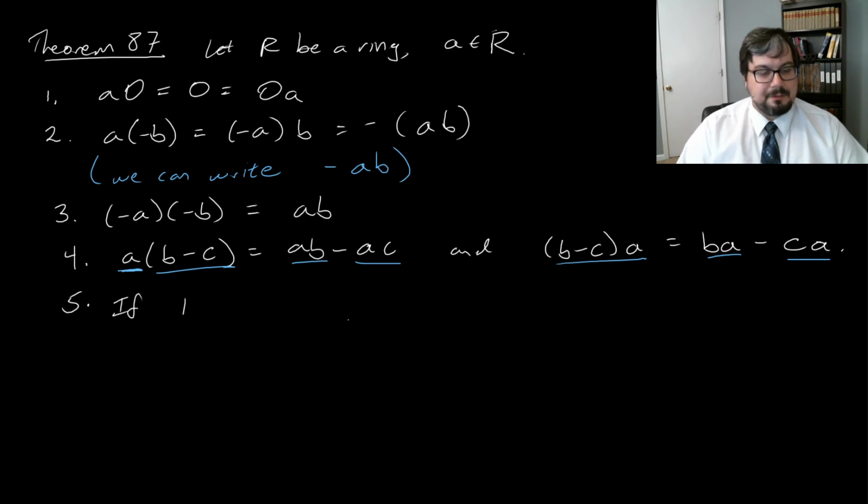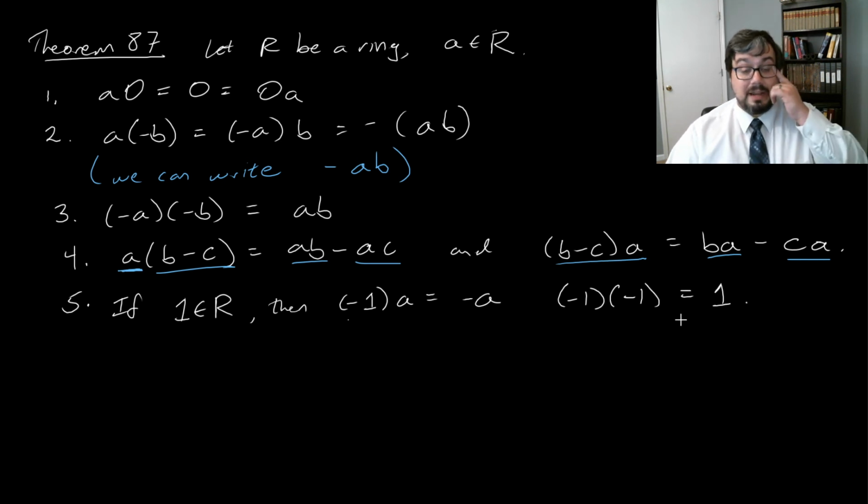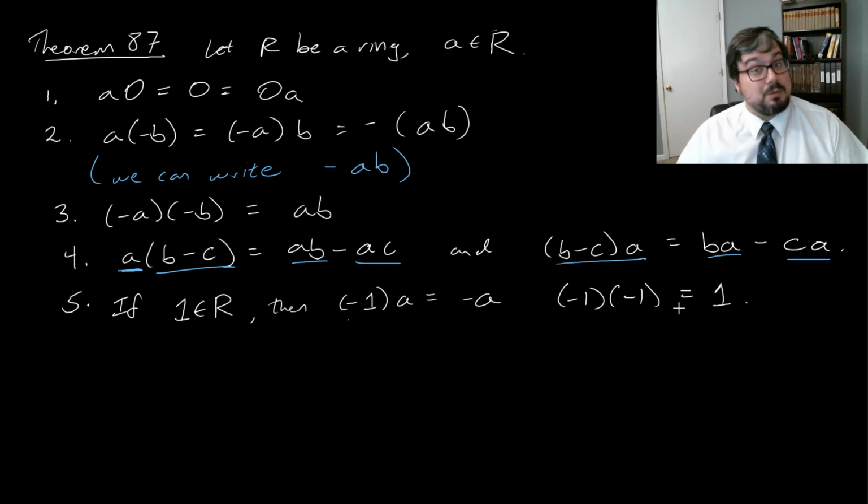So if R has identity, that is if 1 belongs to R, then if we take -1 times a, that equals -a, and -1 times -1 always equals 1. So -1 is always a unit. I waffled on that a bit earlier, but here's the statement that says that -1 is in fact a unit. It does require a little bit of argument, and in fact its inverse is -1.